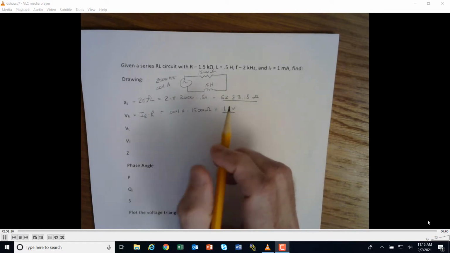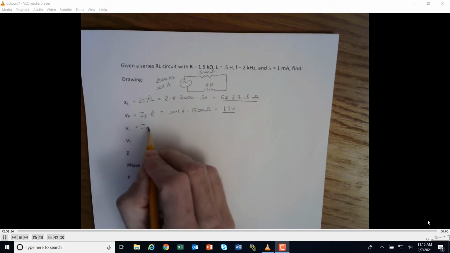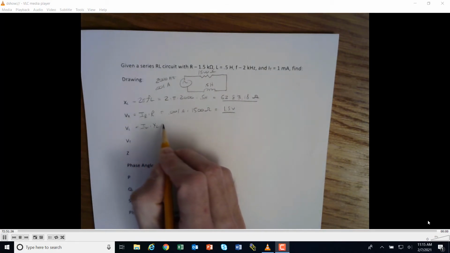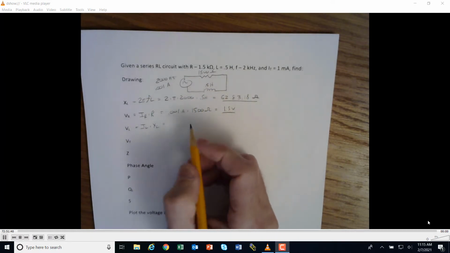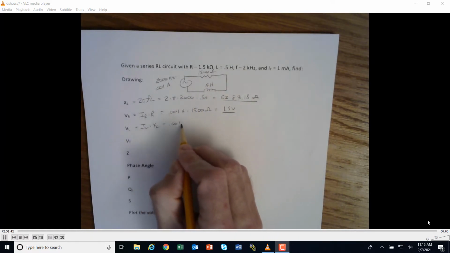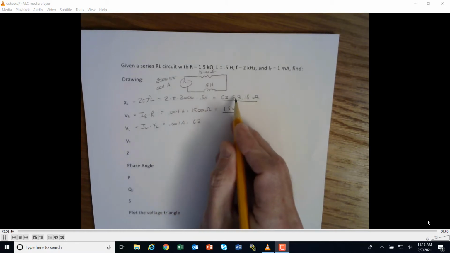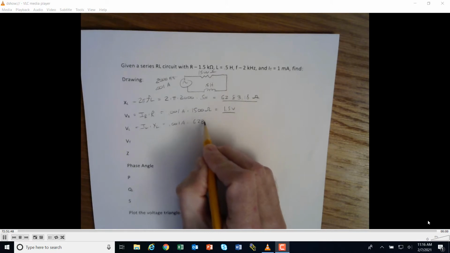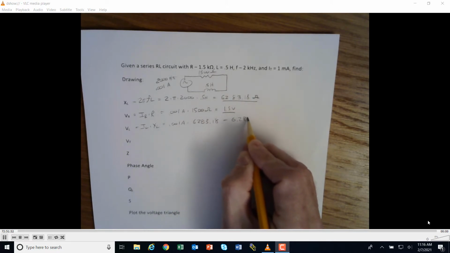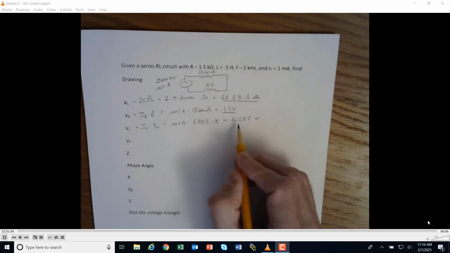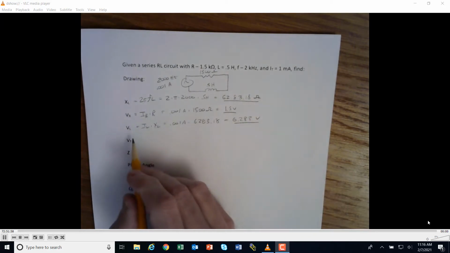My voltage drop on my inductor, so that's going to be a similar formula. It's going to be the current times the inductive reactance. And so because it's a series and my current stays the same, we're just going to bring that 0.001 amps down, and we're going to multiply it by what we found right there, 6,283.18, and that's going to give us 6.283 volts. Okay.